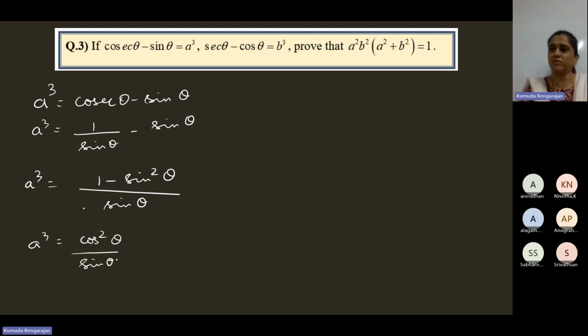So whatever is possible, simplify. Correct? Cosecant theta is 1 by sine theta. Then once you do that, you're forced to take the common denominator. And that gives you 1 minus sine square theta in the numerator. And 1 minus sine square theta is cos square theta. So cos square theta by sine theta.